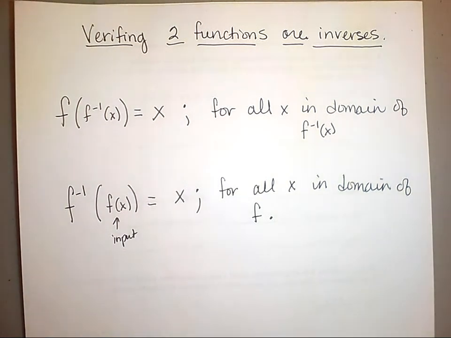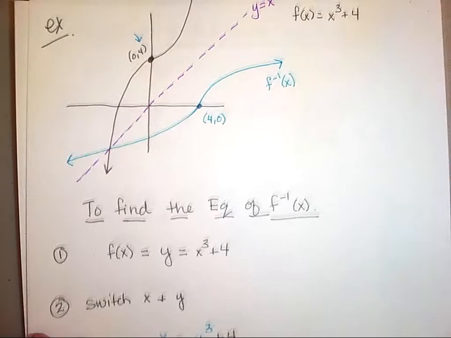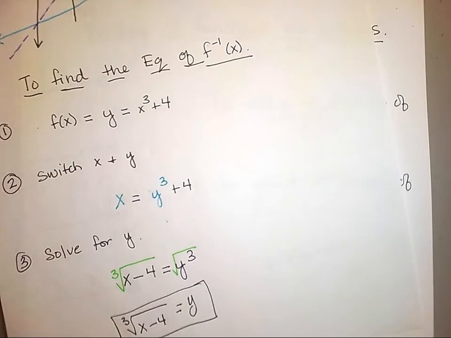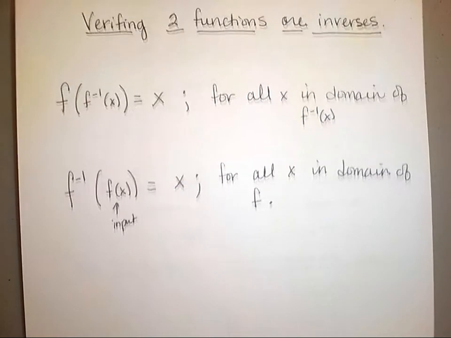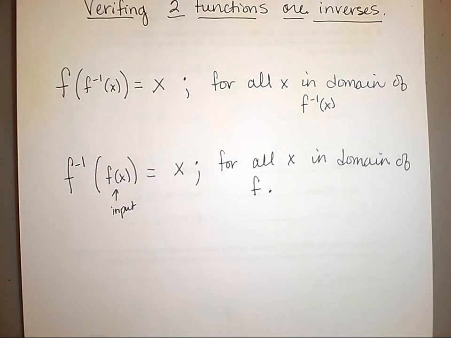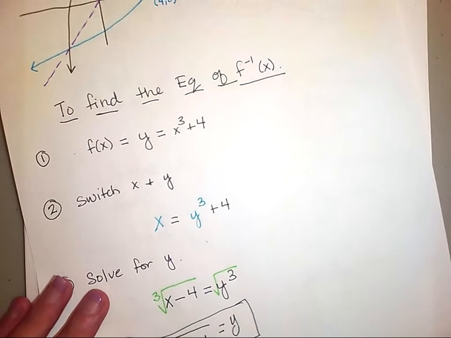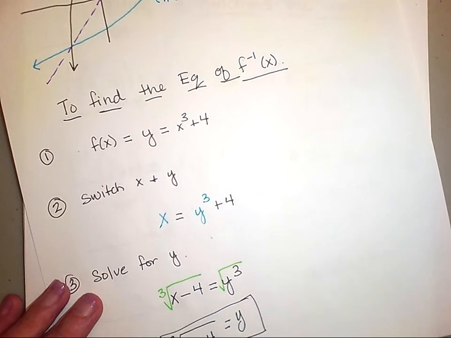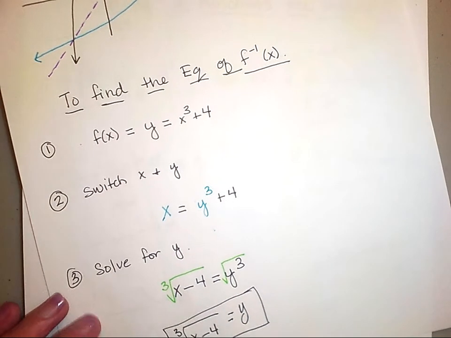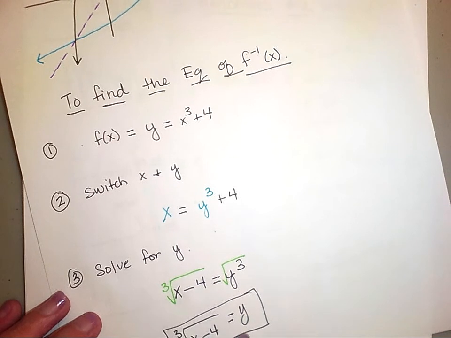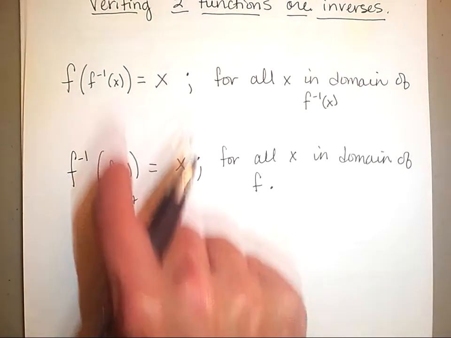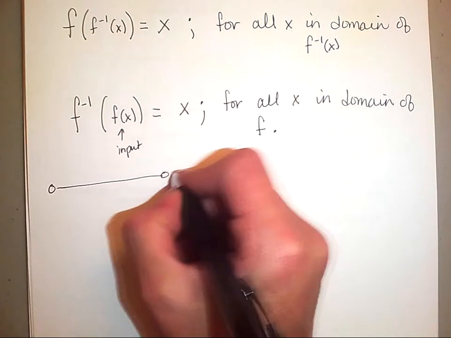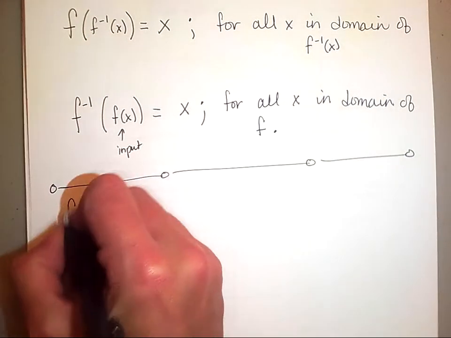So we say that these two are inverses, that x cubed plus 4 is the inverse of the cube root of x minus 4. Let's verify that. So let's call this g of x, just because it's another function. To verify that they're inverses, I need to take one function and put it into the other.